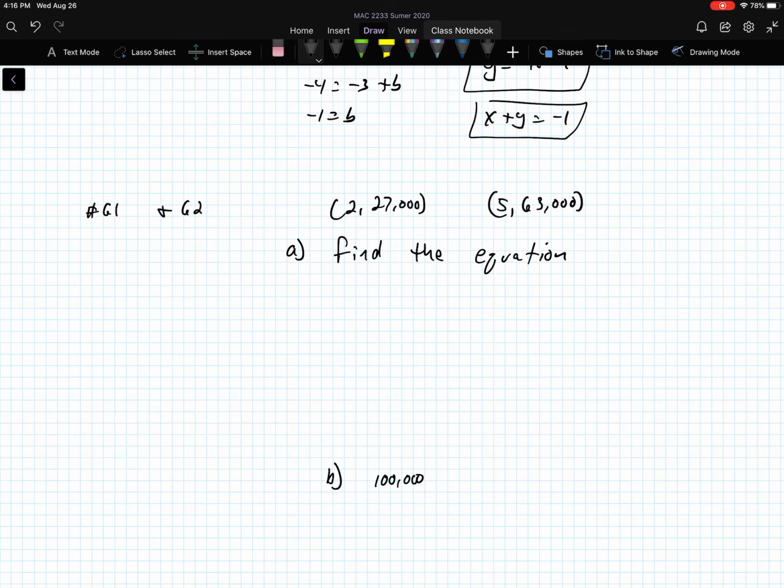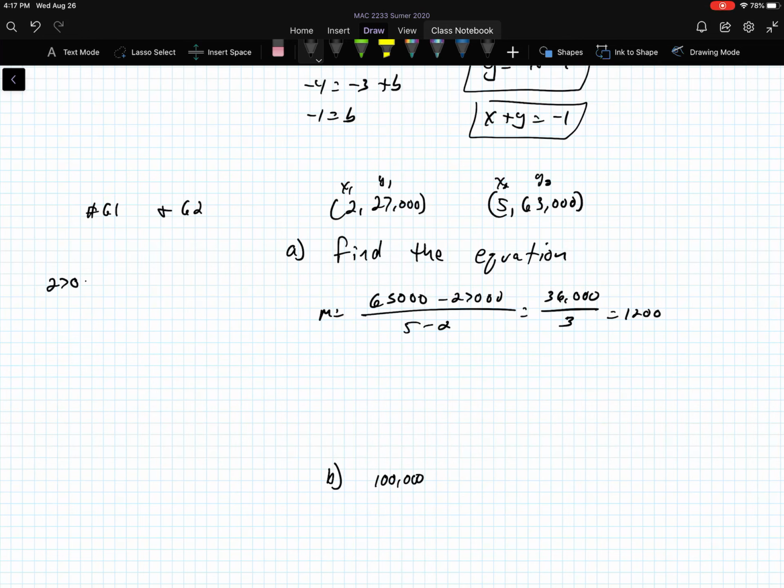The line is y is equal to mx plus b. So this is your x1, y1. Time is always the independent variable. So it's going to be 63,000 minus 27,000 over 5 minus 2. And so that's going to give you, I believe, 12,000 when you divide it. So it's going to be 36,000 over 3, which is 12,000. So that's our slope.